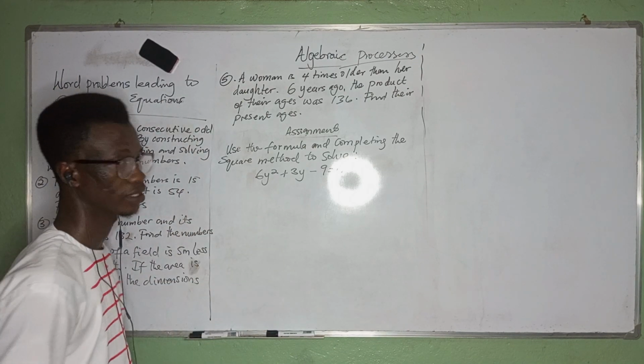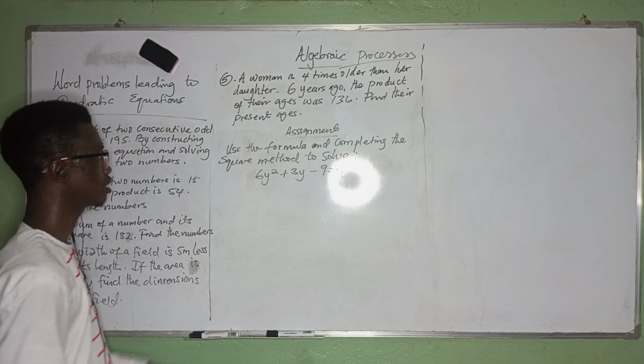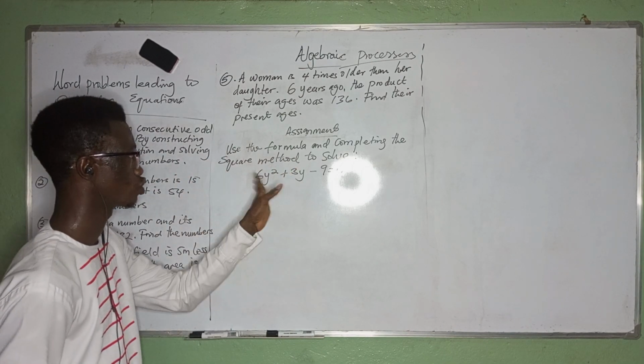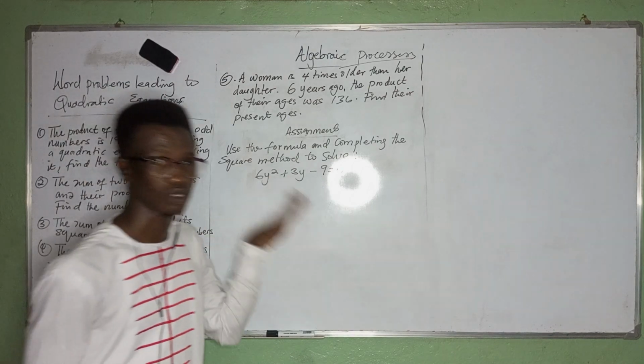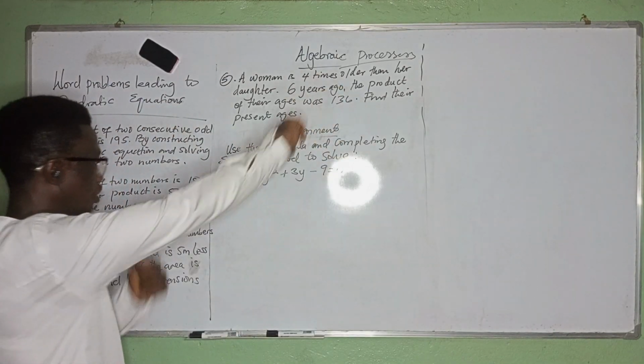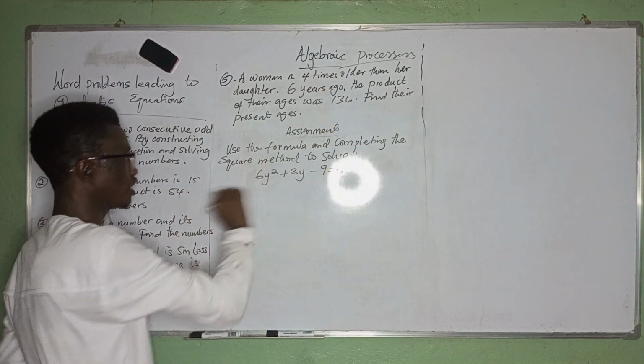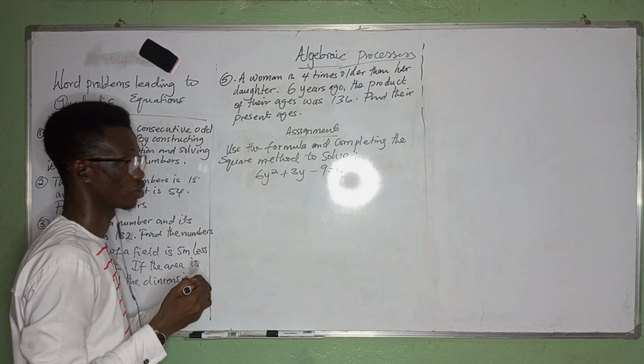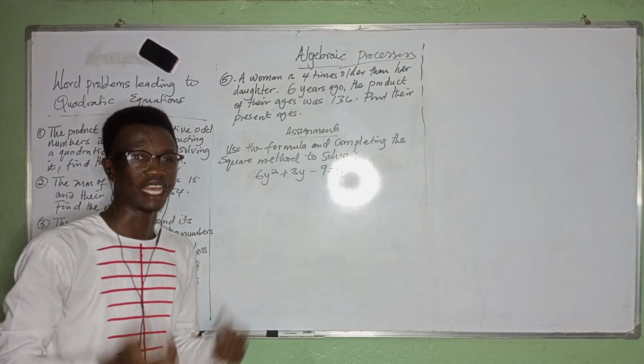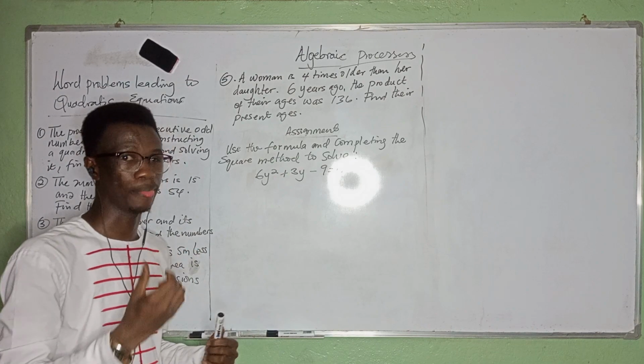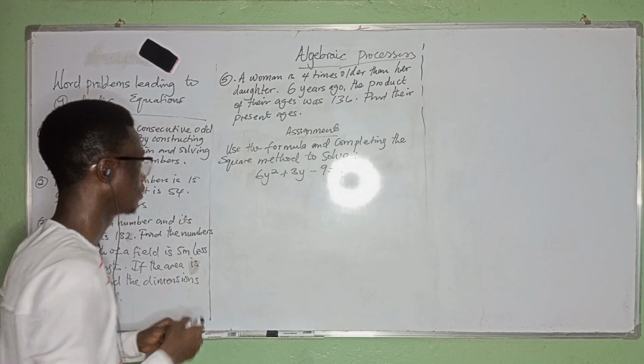So let's look at this. It says use the formula method and complete the square method to solve. I have solved the factorization method already. So for the formula method, the first thing you have to do is look at this equation and see whether there is any way for you to simplify. Once you notice that, try to simplify first.